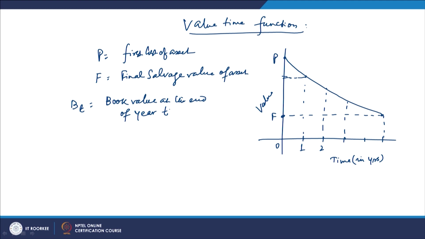So, this is your BT, and similarly DT will be called the depreciation value. This is what amount of depreciation is there during that year, and it is known as the depreciation charge during year T. This is your depreciation charge DT, and in this case we also talk about the estimated life of the asset.